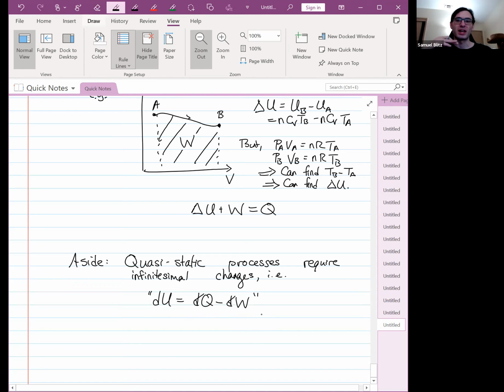This is just to indicate that if your process obeys this equation, then, well, I'll just leave it at that: this describes how quasi-static processes go from one point to its neighboring point.